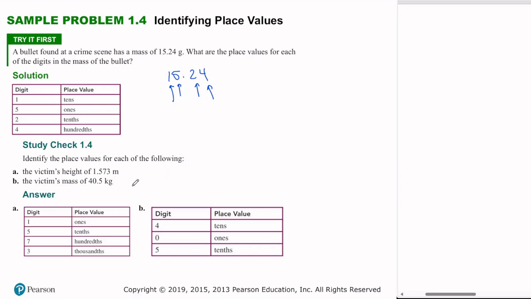The next example is 1.573. The 1 is in the ones place, the 5 is in the tenths place, the 7 is in the hundredths place, and the 3 is in the thousandths place. Our next example is 40.5 kilograms. The 4 is in the tens place, the 0 is in the ones place, the 5 is in the tenths place. If you don't remember this, go back and watch the video.